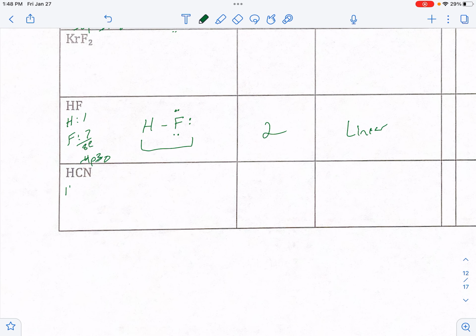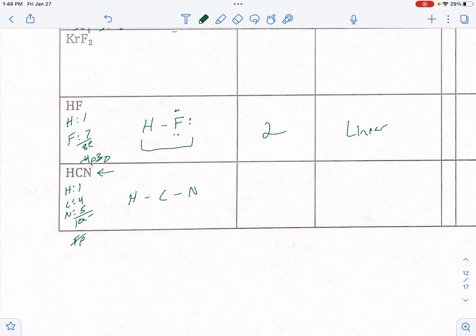HCN: H has 1, carbon has 4, nitrogen has 5, gets 10. Divide by 2 gives you 5 pairs. Now I got to figure out who's going to be in the middle. Hydrogen can't be, so carbon or nitrogen. Remember, you want the one that's least electronegative, or the one furthest to the left on the periodic table. So that's going to be carbon. So I'm going to put nitrogen on the outside and hydrogen on the outside.